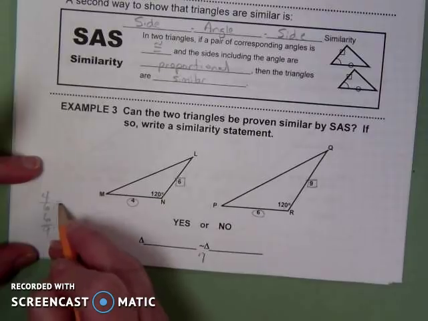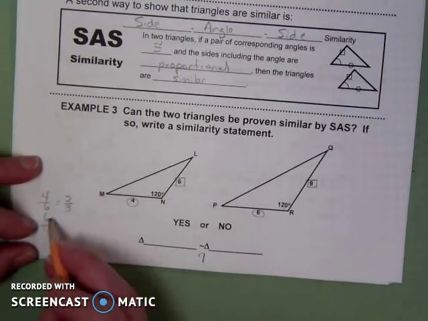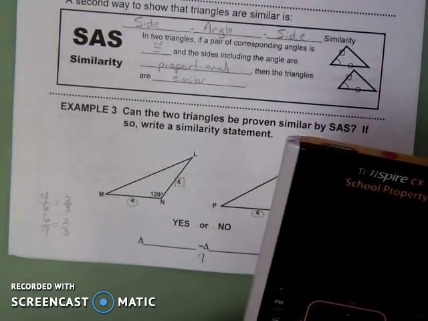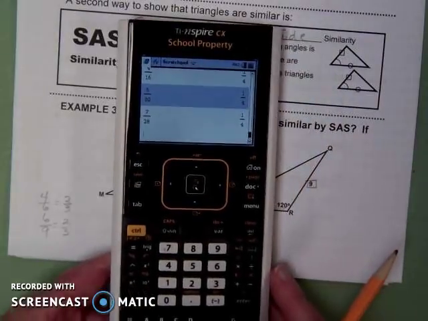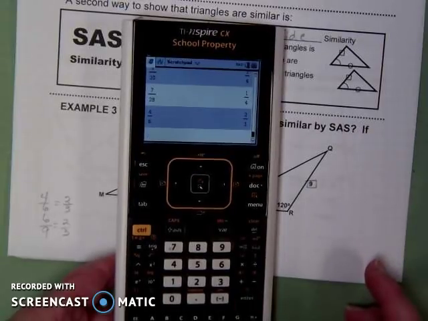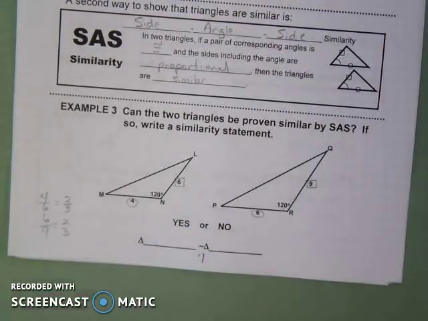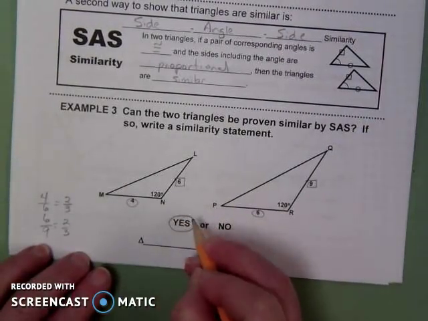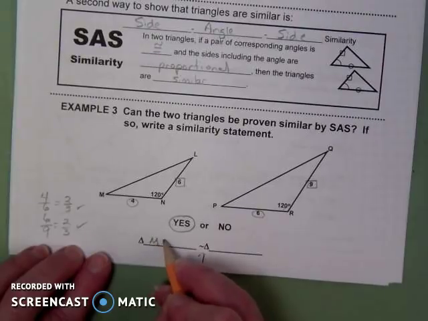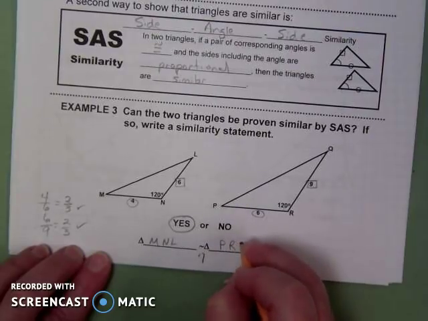I'm going to find out if they both reduce to the same thing. 2 over 6 reduces to 2/3. 6 over 9 also reduces to 2/3. If you don't know how to reduce fractions, you can always use your calculator and put in 4 divided by 6, and it'll reduce it for you. 2 over 3. 6 divided by 9, 2 over 3. So yes, since they both reduce to the same thing, we're going to say that triangle MNL is similar to triangle PRQ.